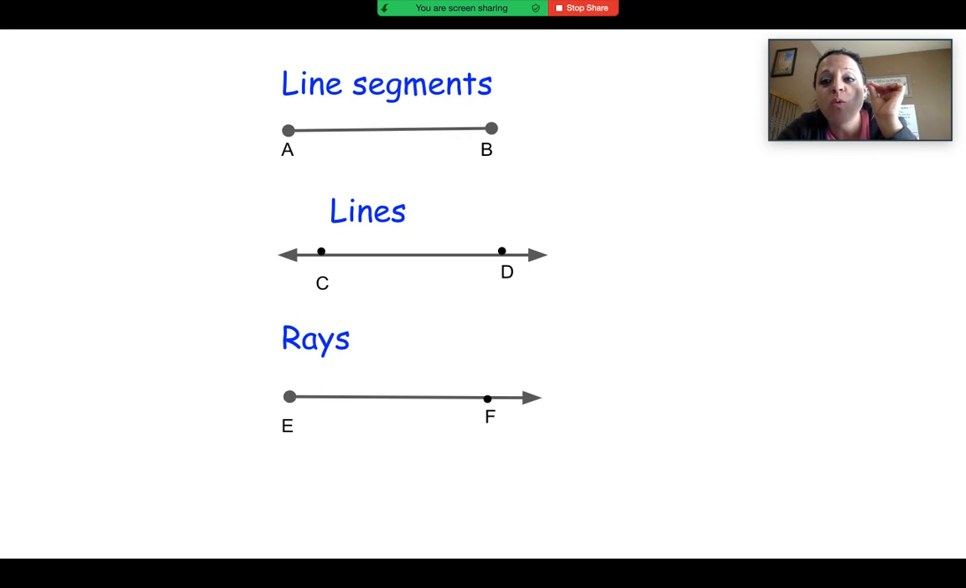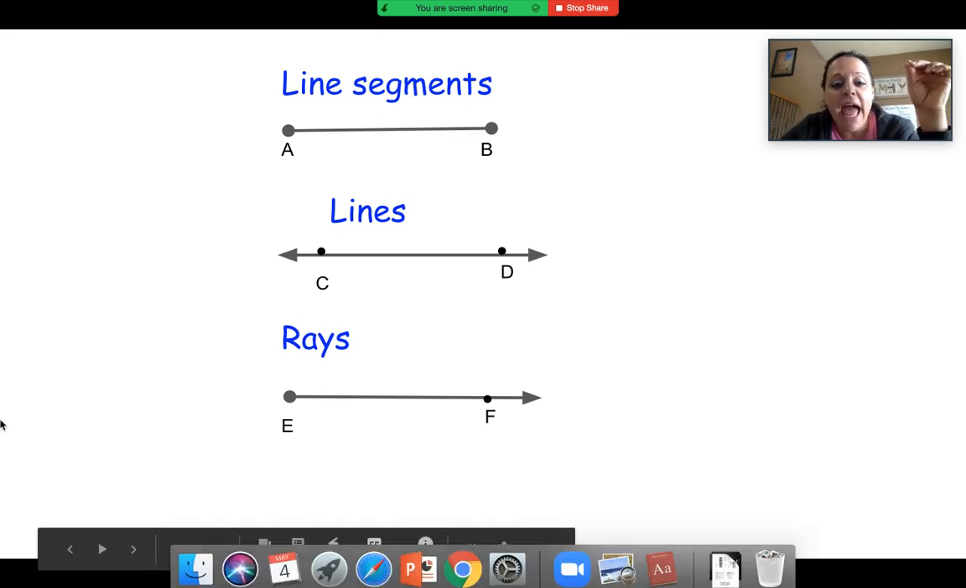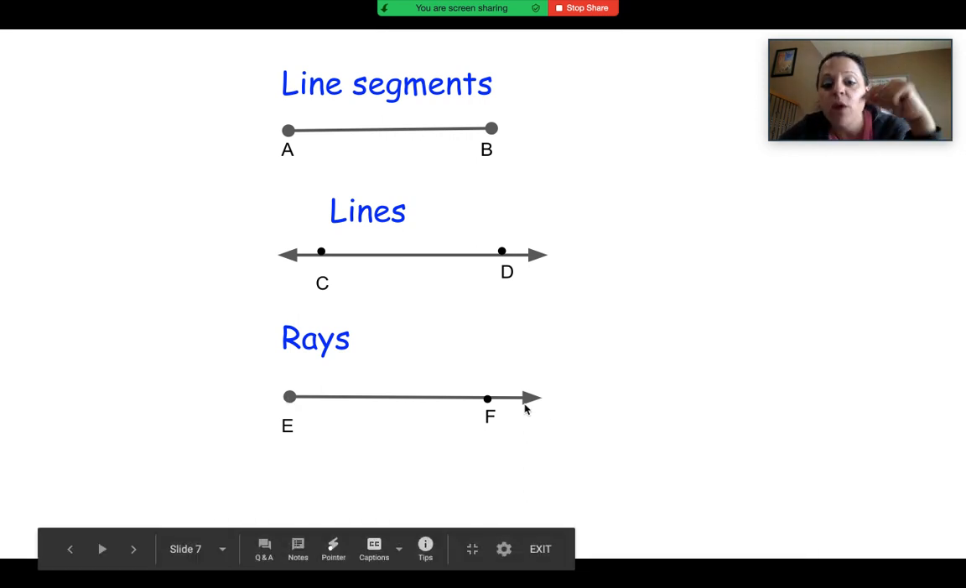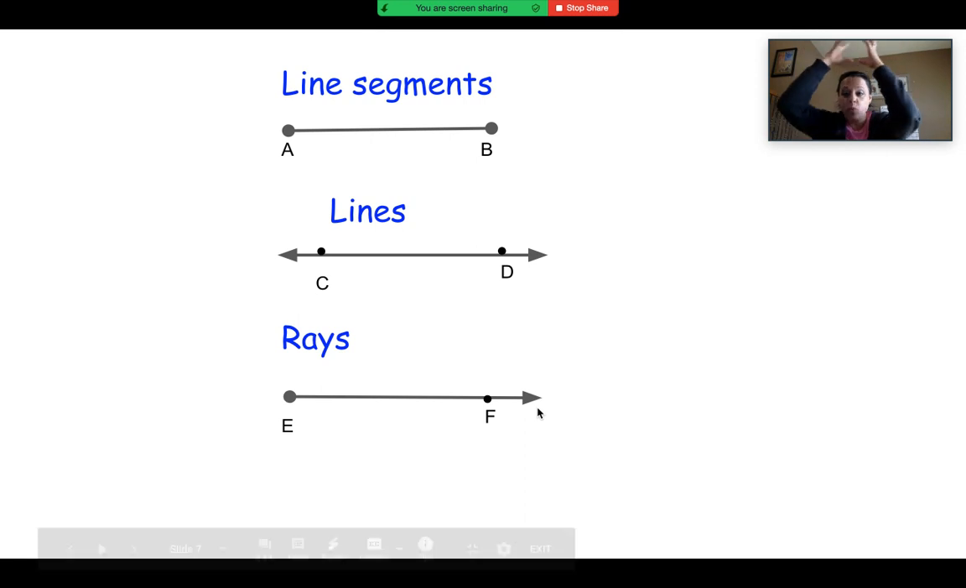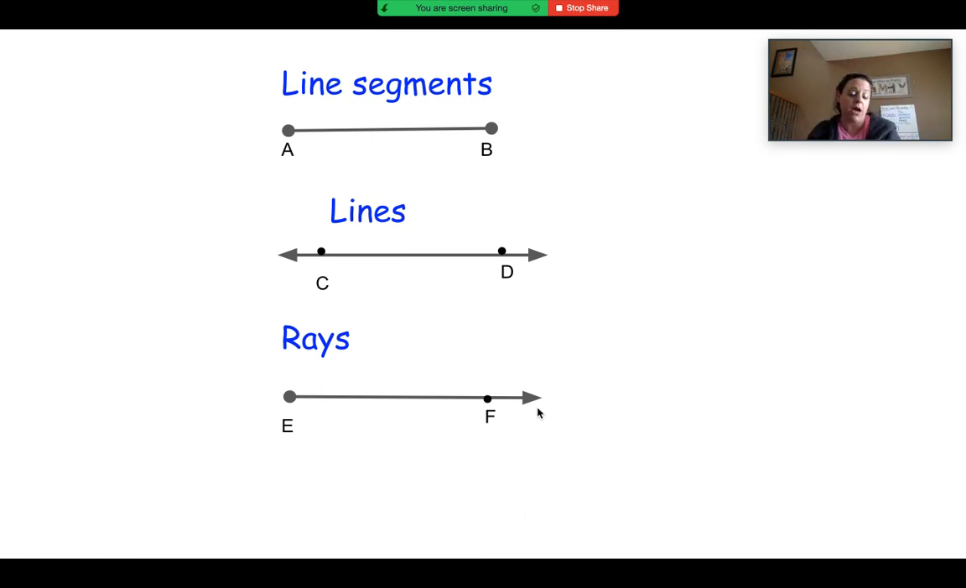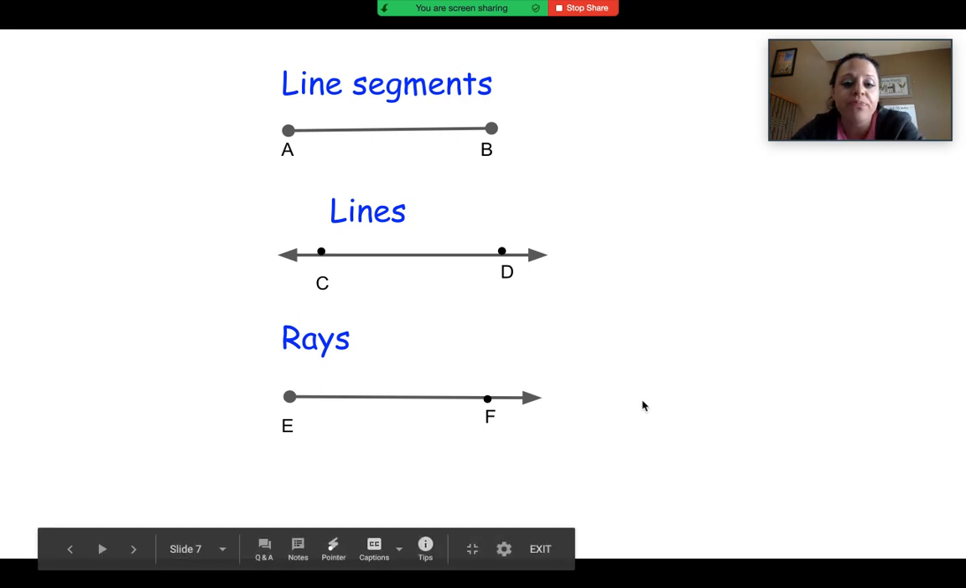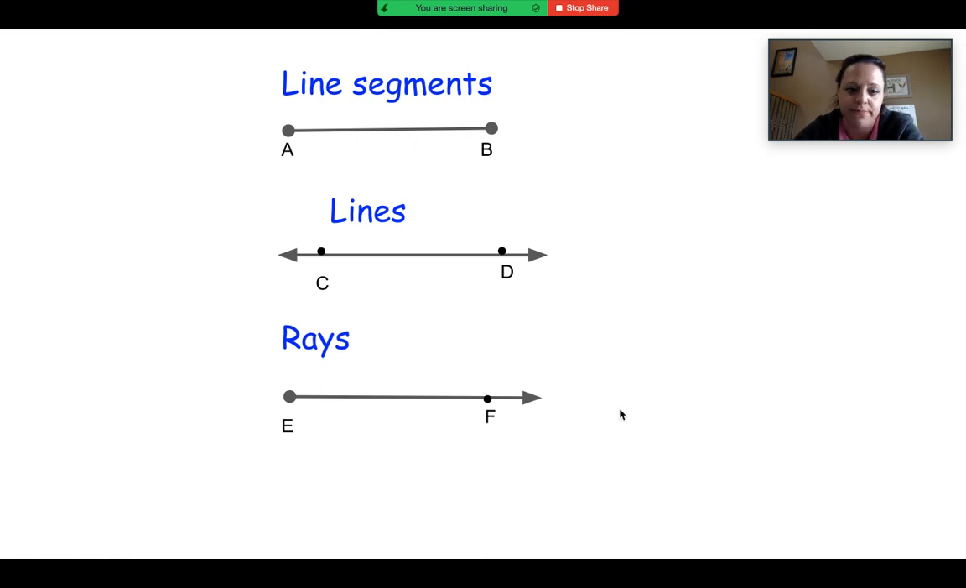But a ray has one endpoint and one arrow. So it's just like that ray of sun shining down. It only goes in one direction, okay? So that's how a ray is different than a line or a line segment.